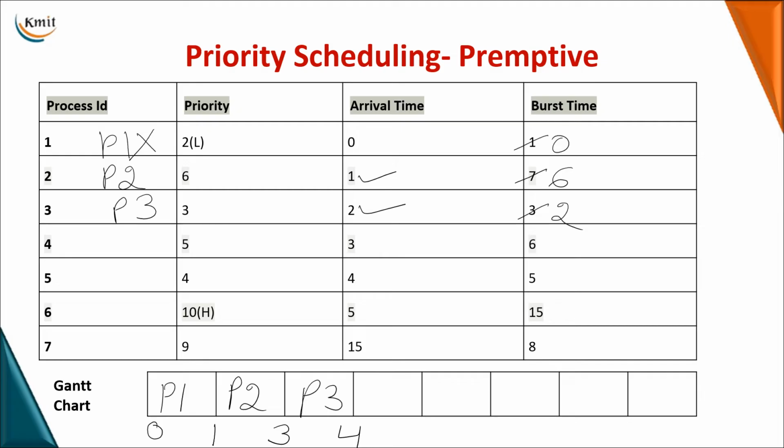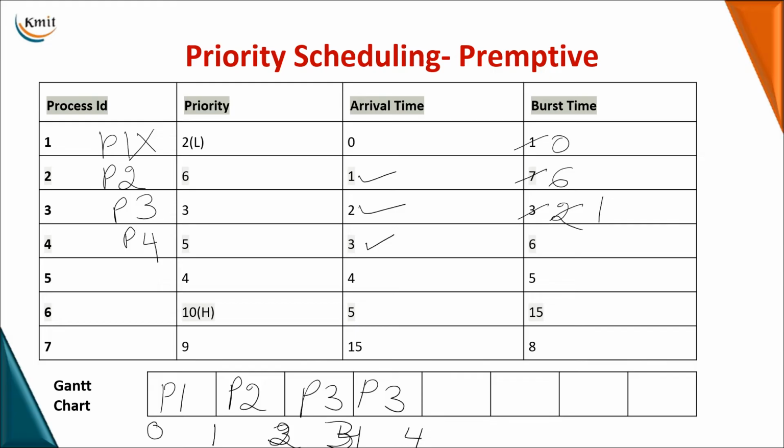Now you are at the third millisecond. Sorry, this would be 2 and this value would be 3. Now you got your P4. Now P2, P3 and P4, check the priority: 6, 3, 5. So the chance will be again given to your P3 for 1 more millisecond, which would be 4 now. And this reduces to 1.